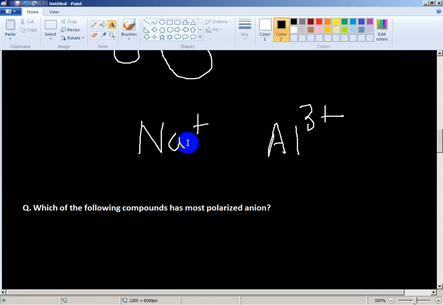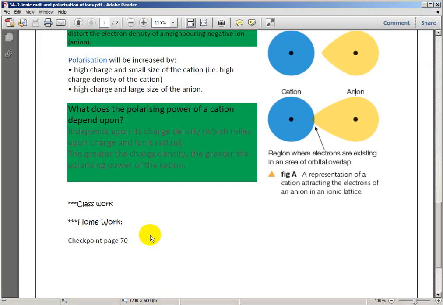Okay, this is the question here. Between sodium ion and aluminum ion, which has more polarizing power? Yes, aluminum ion has more polarizing power, because the greater the charge density, the greater the polarizing power of the cation. Aluminum has the greater charge density, so it has greater polarizing power than sodium.